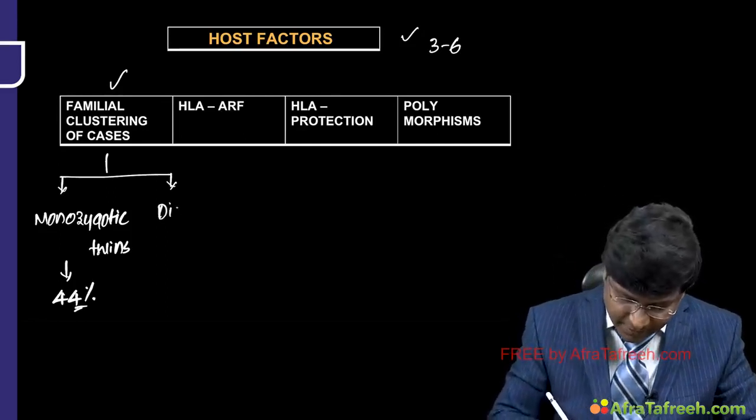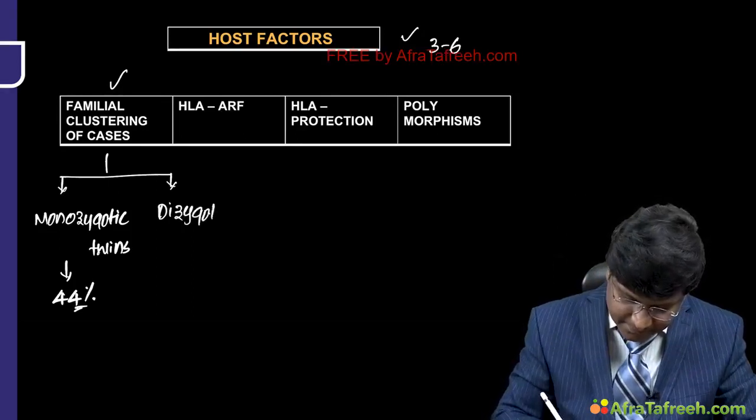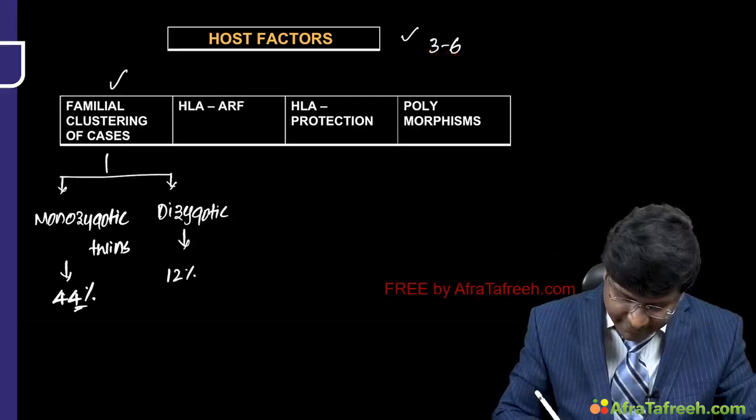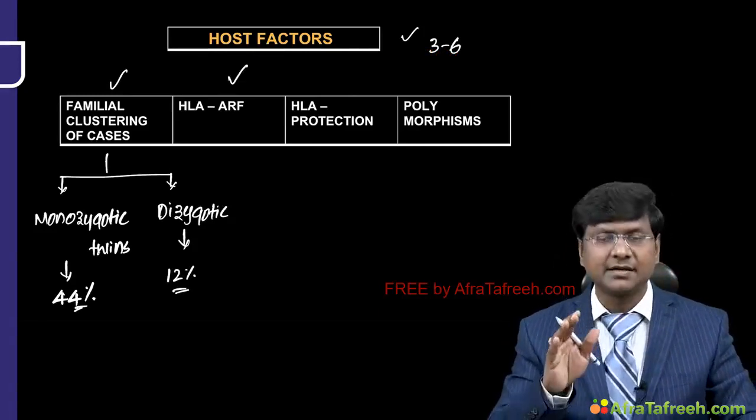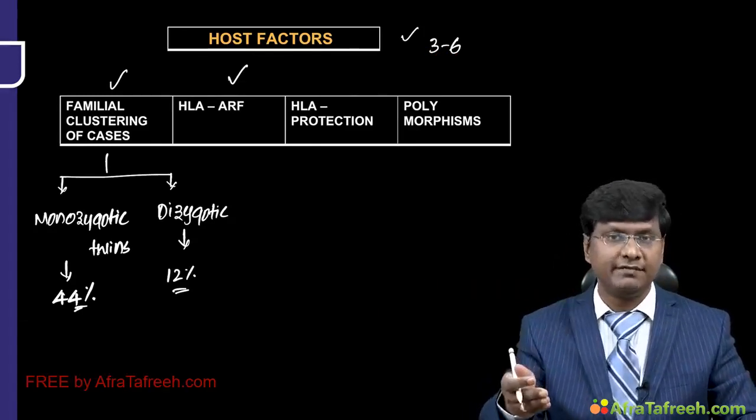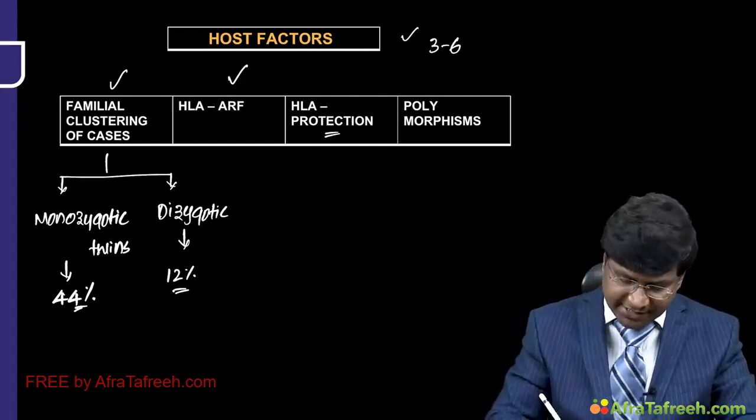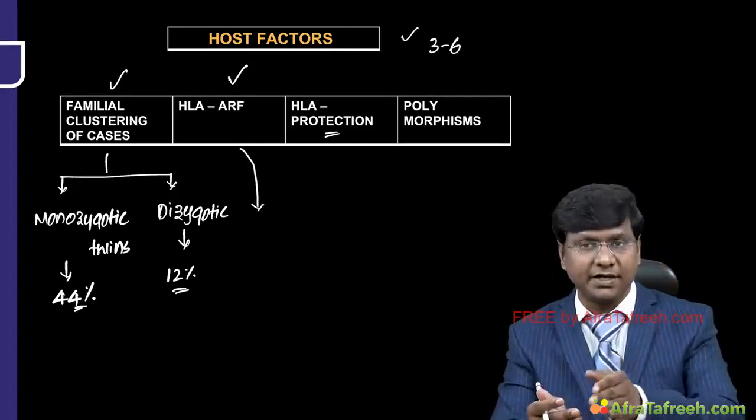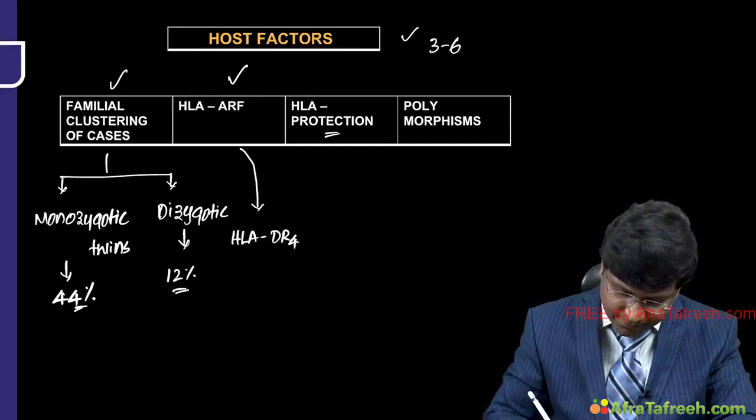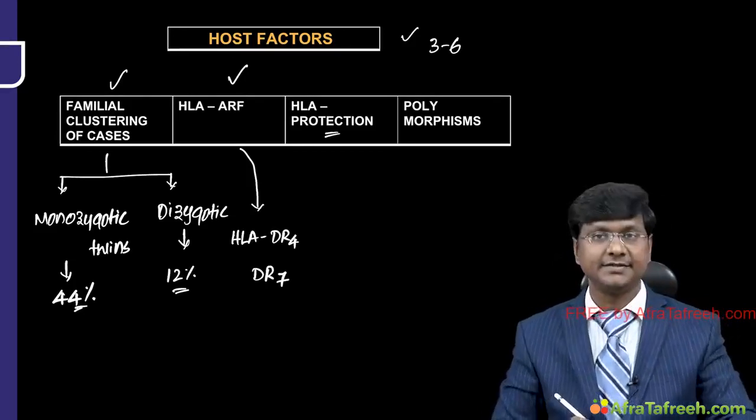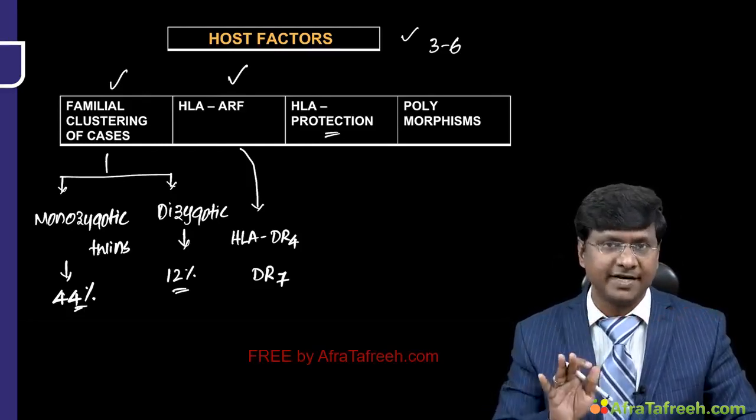Whereas in dizygotic twins, the chance of developing acute rheumatic fever is around 12%. Now, there are certain HLA factors which carry increased risk of development of rheumatic fever, and some of the HLAs are protective in nature. What are the HLAs which have increased risk? That includes HLA DR4 as well as DR7. Patients with these HLAs are at increased risk of developing rheumatic fever.